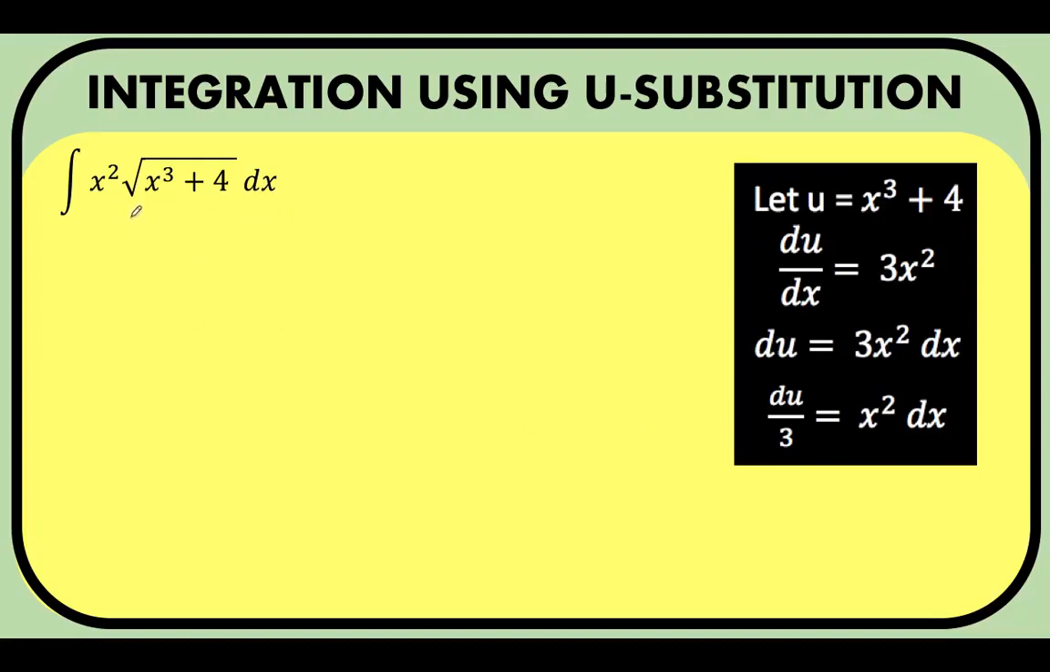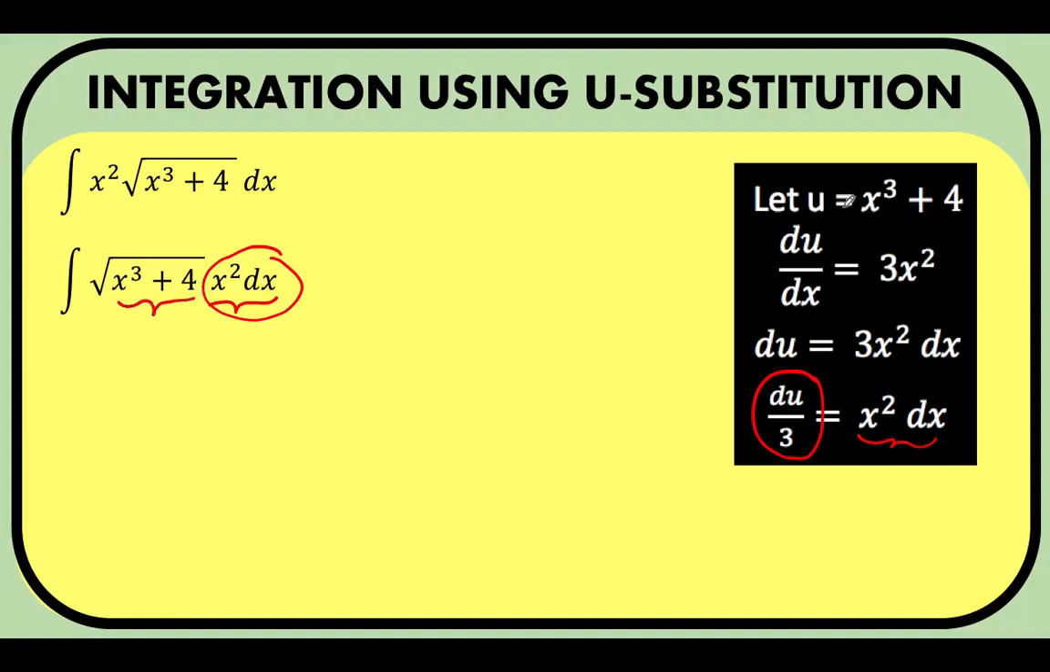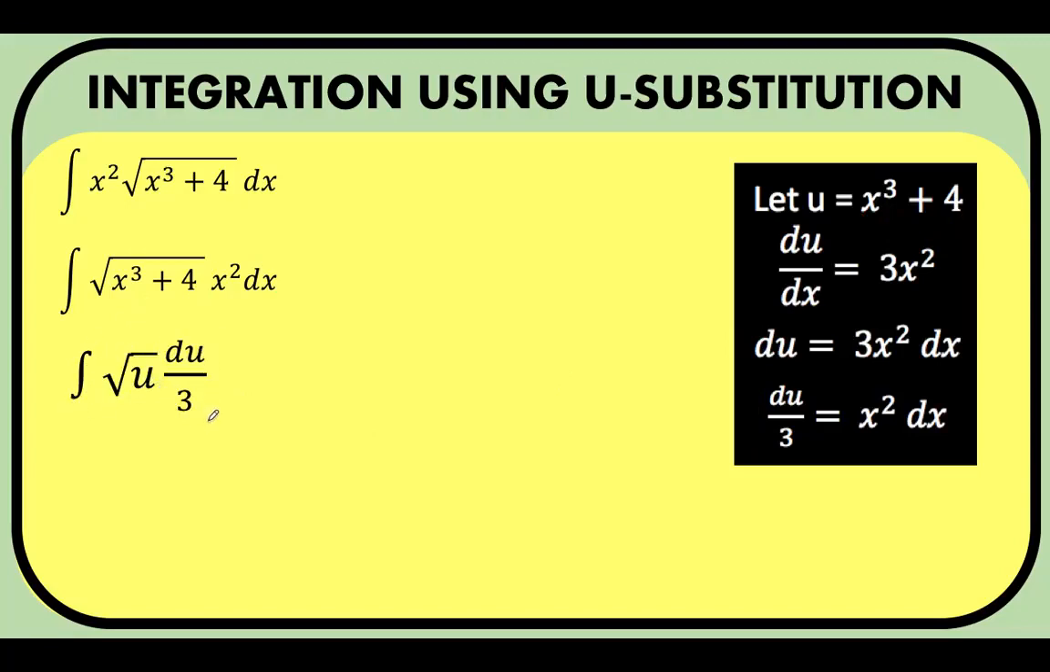First, using the commutative property of multiplication, let's rearrange the factors, so that x squared dx is obviously one of the factors. And we know that x squared dx is equal to du over 3. So that means this part here is du over 3, and this x cubed plus 4 is our u. So in effect, this is just the same as the antiderivative of the square root of u du over 3. Now we can pull out 1 over 3 outside the integral symbol, and so we have 1/3 times the antiderivative of the square root of u du.